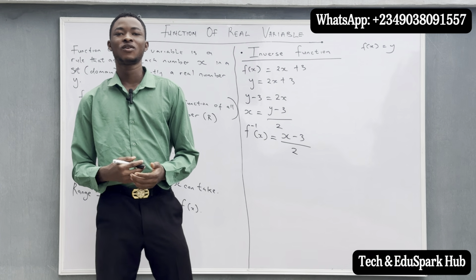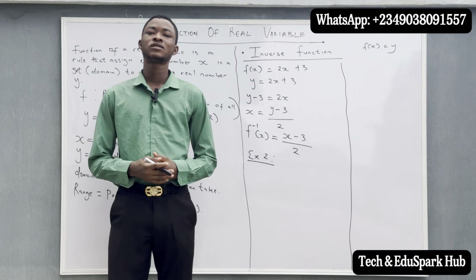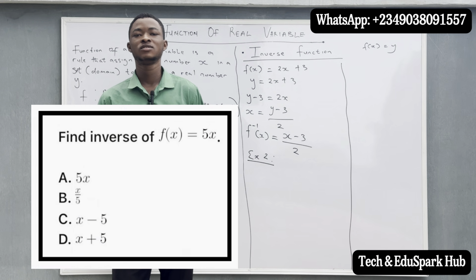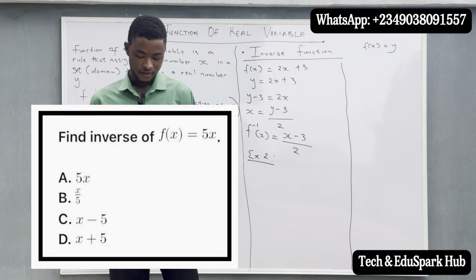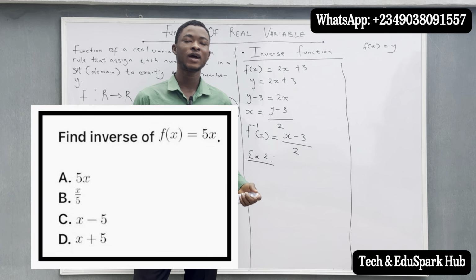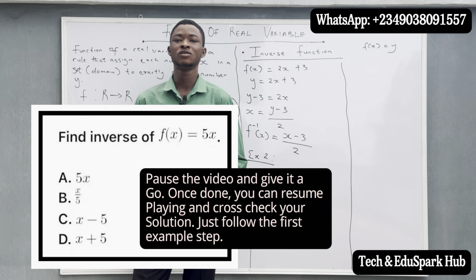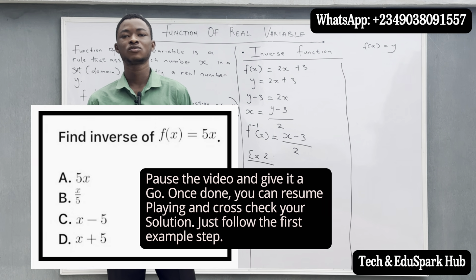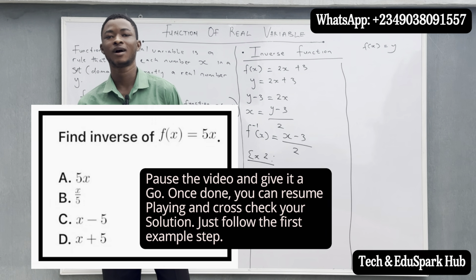So let's look at other examples still under the inverse function. Moving to the next question, as displayed on the screen, the question says f of x equals 5x, and we are to find the inverse of the function. Can you try to pause this video and solve this question? When I solve it, you mark yourself if you are right or wrong. So pause this video now and give it a go.